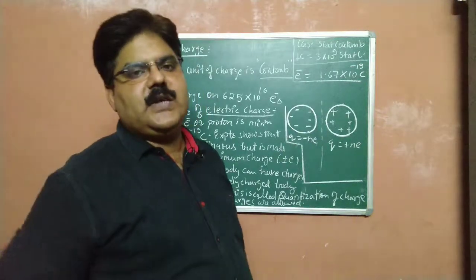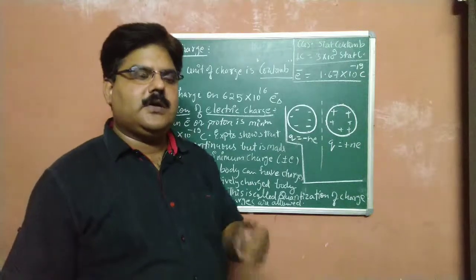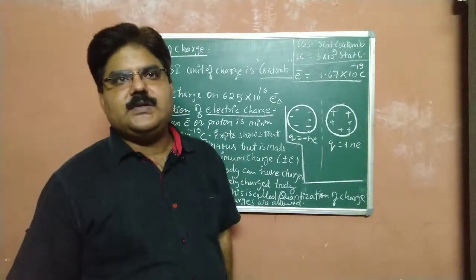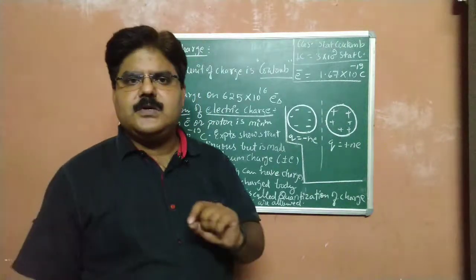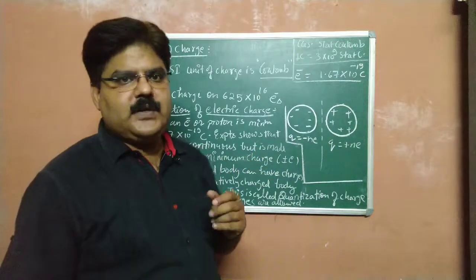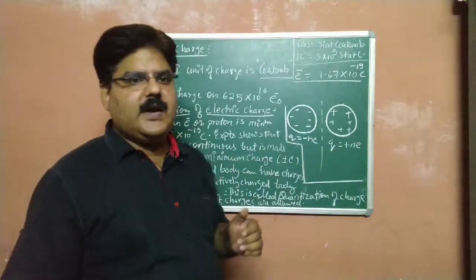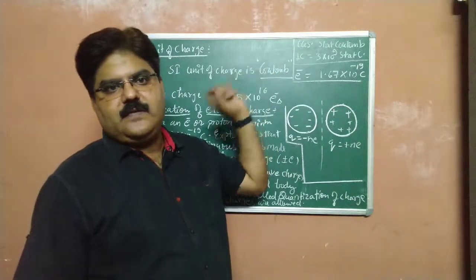When we talk about charge, we are simply talking about the electron. So a question arises: why is the electron not the unit of charge? Because the electron is so small that it cannot be used as a unit of charge. So in respect of that we use Coulomb. Coulomb is the unit of charge.